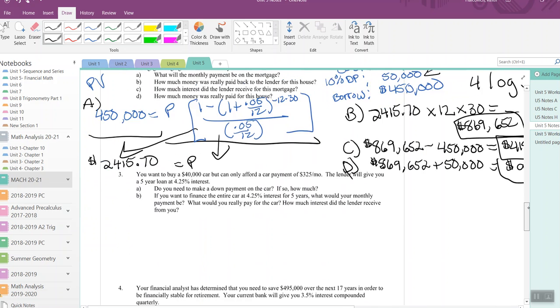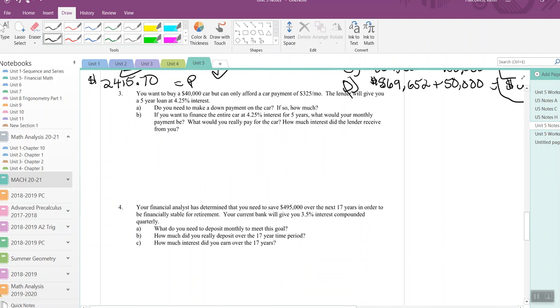All right, number 3 talks about buying a car. So since you're going to make payments, this is present value. It says you want to buy a $40,000 car but can only afford a $325 a month payment. The lender will give you a 5-year loan at 4.25% interest. Do you need to make a down payment for the car?